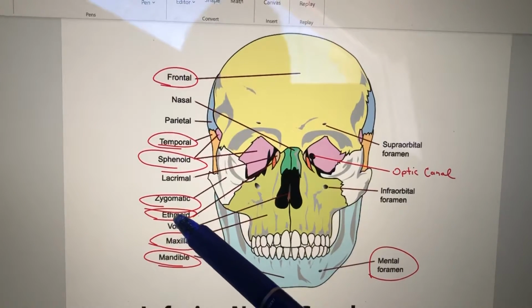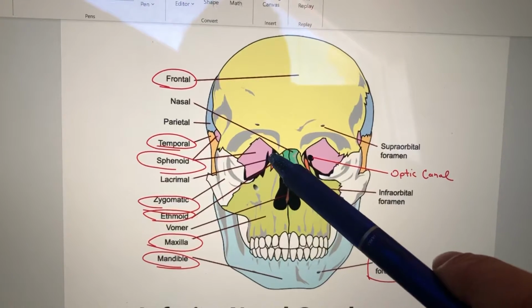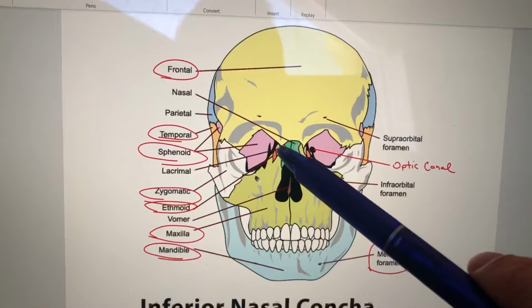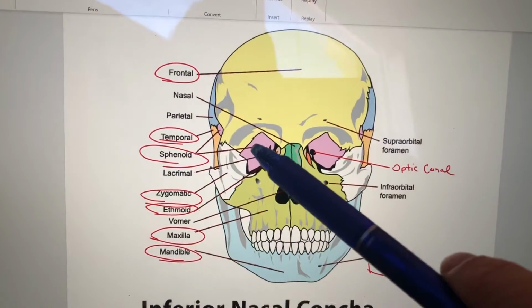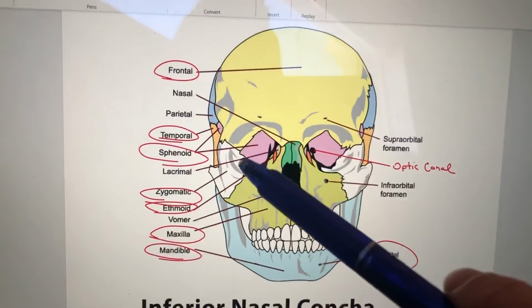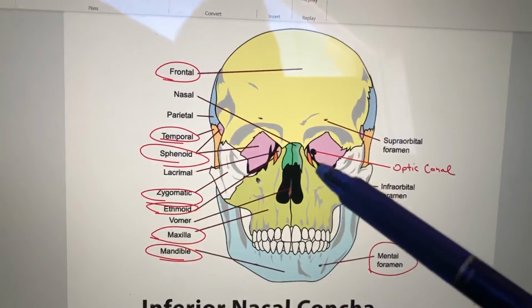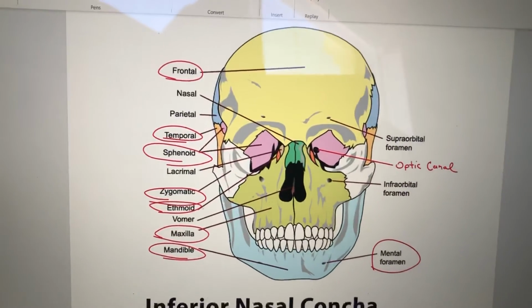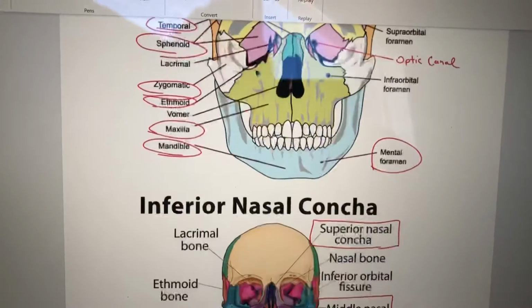Here we have a better view of the ethmoid bone, which you can see in tan, more medial inside of the eye socket. And then the sphenoid bone you can see in pink, more lateral inside of the eye socket. And then in the back you're going to see a little hole, which is the optic canal. And I'll go into a little bit more detail for the foramens.